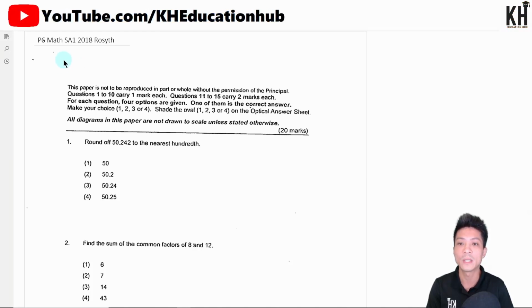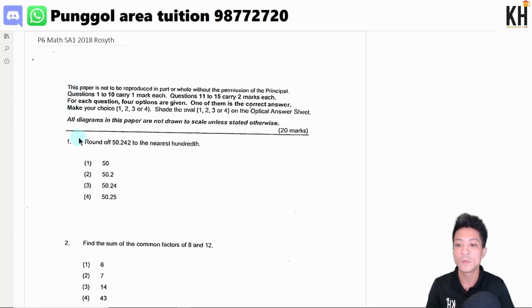My name is Mr. Lim KH and today I'll be going through a P6 Math SA1 paper from 2018 Rosyth Primary. Let's start off with the paper 1 MCQ section.